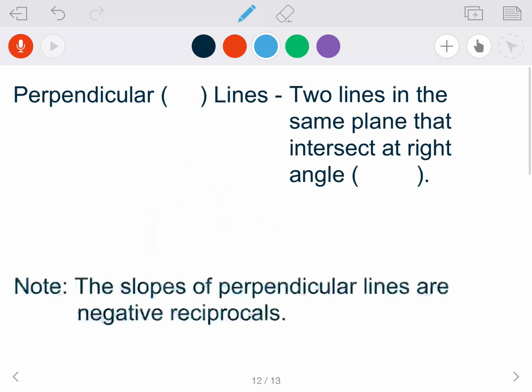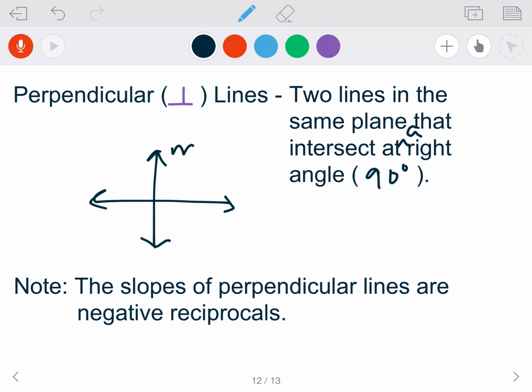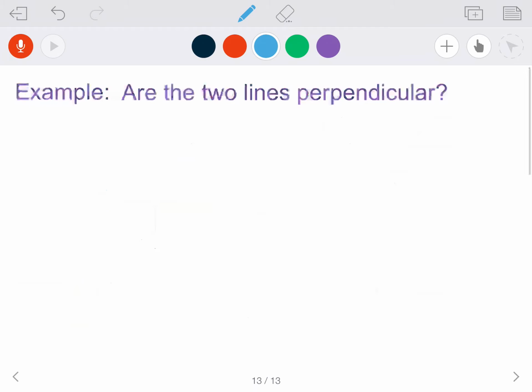Quick note: the slopes of perpendicular lines are actually going to be negative reciprocals. So not only are the slopes going to be flipped, but one of those slopes will be positive and one will be negative. We'll learn this a bit later, but that's what will get us the 90 degrees, the perpendicularity. So let's do an example.